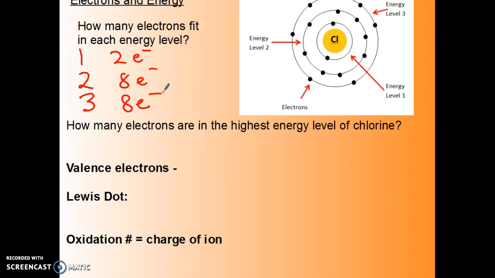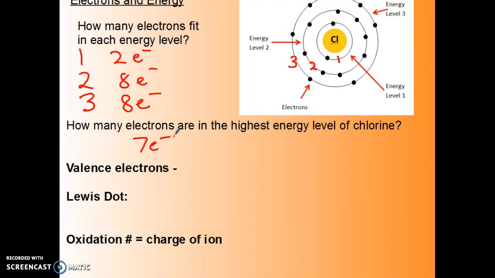Okay, so in this example of chlorine, we're asked how many electrons are in the highest energy level, so the outermost electrons of chlorine. Chlorine, if you look at the periodic table, has an atomic number of 17, and so when it is not an ion, it should have 17 electrons. If we count, in the first energy level there are 2 electrons, in the second energy level there are 8 electrons, and in the third energy level there are 7 electrons. So that means there are 7 electrons in the highest energy level of chlorine.